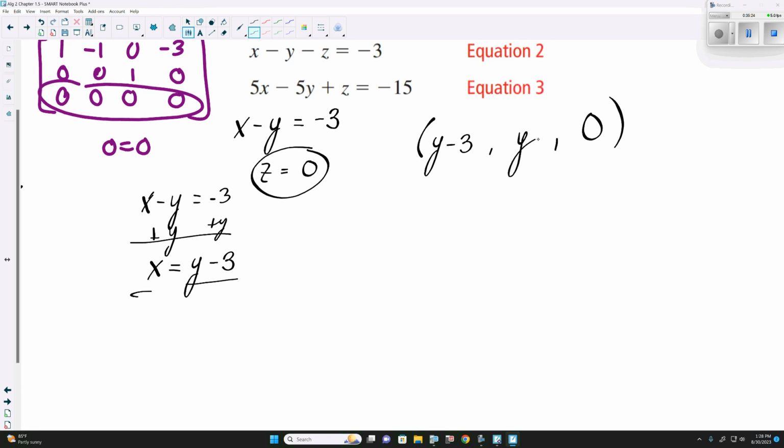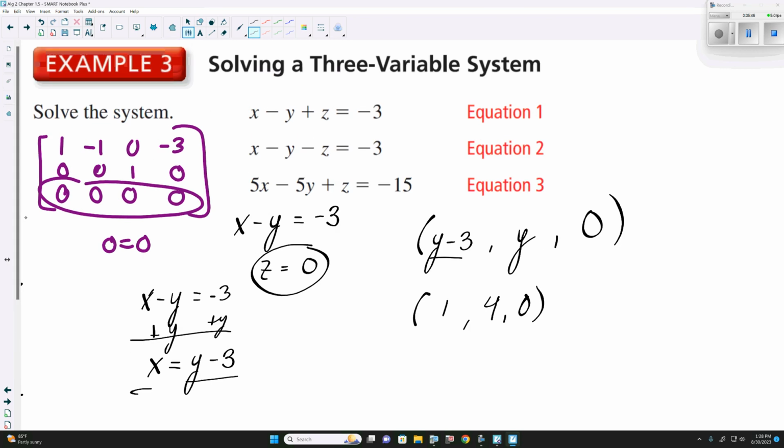So one of y'all give me a value for y. 4. So we could say 1, 4, 0. Well, the first one's y minus 3, yes? Well, y is 4. So 4 minus 3 is 1? I can put any number for y and then simplify the others to get there. So this is a point. So if I looked at the first equation, 1, 4, 0, I'd have 1 minus 4 plus 0 is equal to negative 3. Well, 1 minus 4 is indeed negative 3.